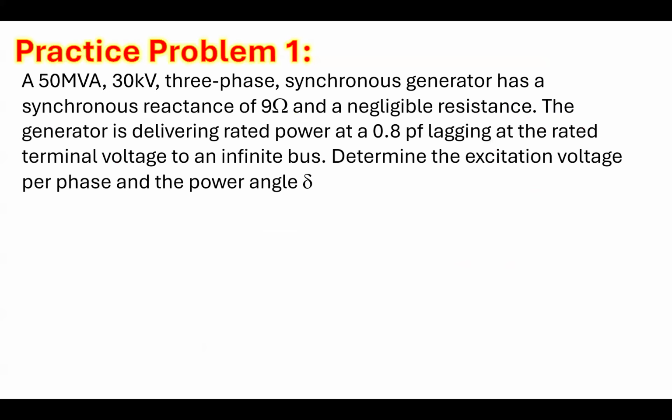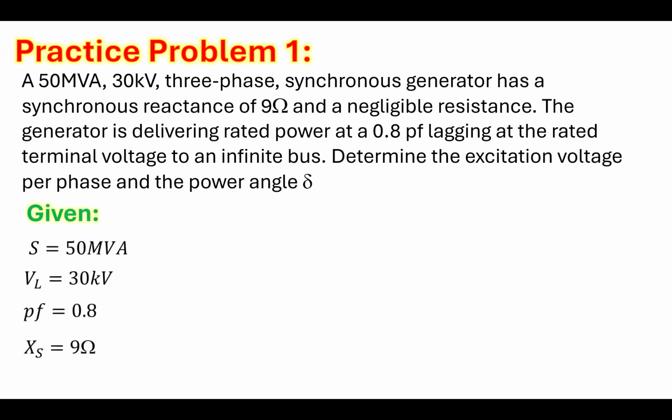So let's have practice problem number 1. A 50 MVA, 30 kilovolt, 3-phase synchronous generator has a synchronous reactance of 9 ohms and a negligible resistance. The generator is delivering rated power at a 0.8 power factor lagging at the rated terminal voltage to an infinite bus. Determine the excitation voltage per phase and the power angle delta.